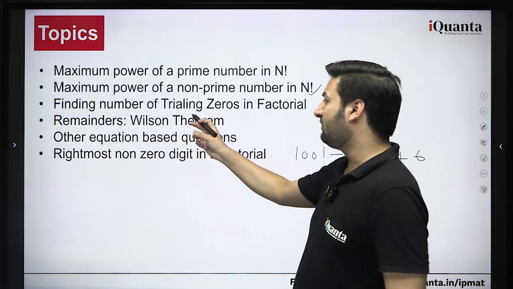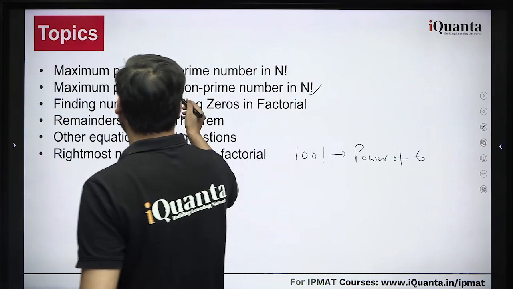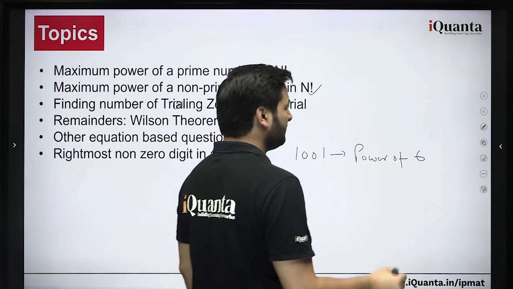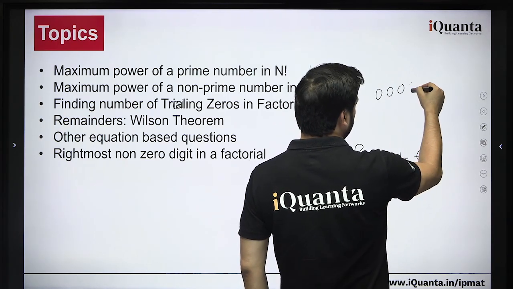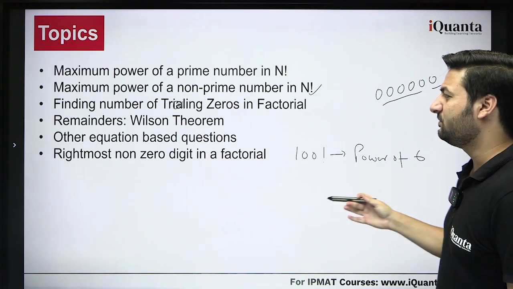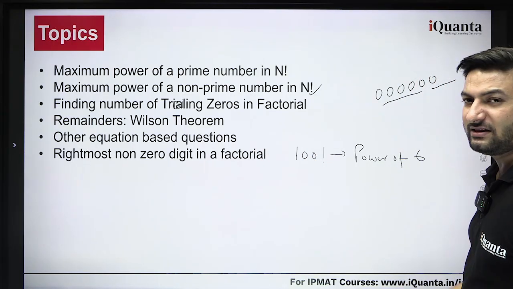Third, find the number of trailing zeros. This is trailing, make it trailing, okay. It's trailing zeros. What's a trail? Trail is continuous zeros, the trail of zeros. So trailing zeros basically means how many zeros are there at the end of a number.